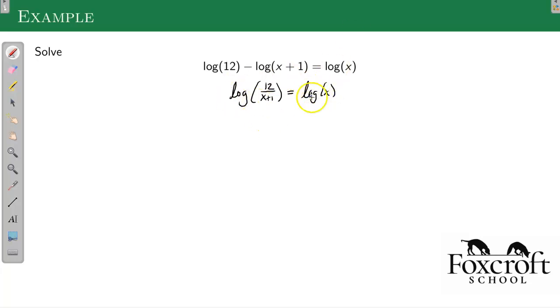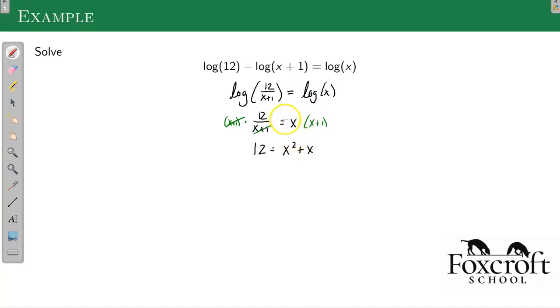And now, just a single log, I kind of ignore them, and I just set the insides equal to each other. And now I have to solve this. First thing I'm going to do is get rid of this fraction, so I'm going to do that by multiplying both sides by x plus 1, because on the left-hand side, when I multiply by x plus 1, it cancels. And I just get 12. On the right-hand side, I distribute this x into x plus 1, I get x squared plus x.